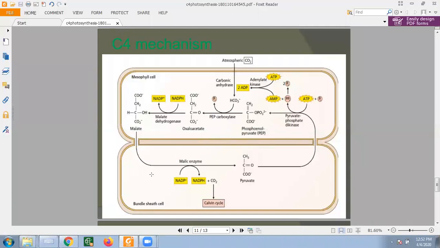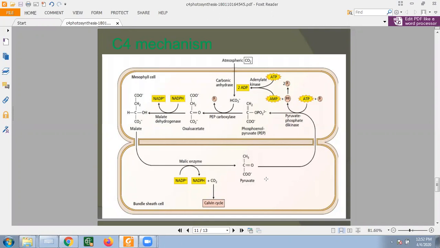This is an alternate mechanism, and this can help push carbon dioxide into the Calvin cycle. Ultimately, the Calvin cycle must be completed. After completion of the Calvin cycle, the carbon dioxide is fixed, and the malate gives rise to pyruvate. So here the pyruvate will form in the bundle sheath cells.